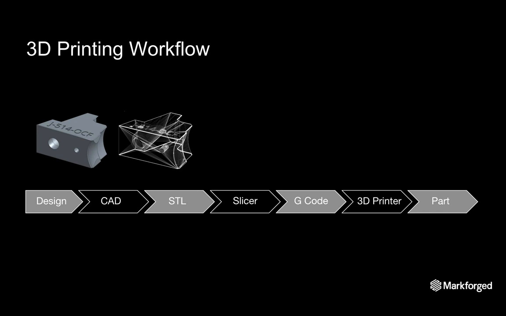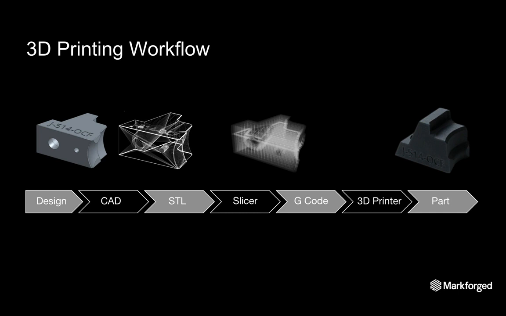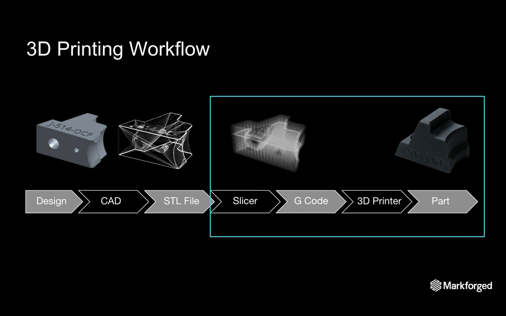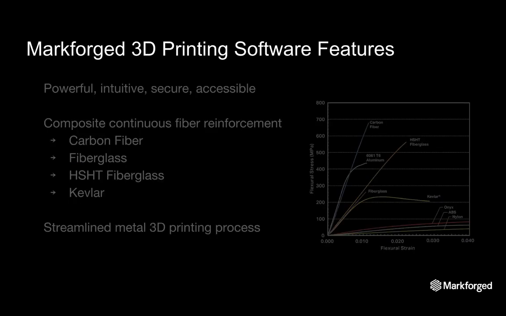Next, you use 3D slicing software to translate that information into G-code, which writes the printing instructions in a programming language that 3D printers understand. Send the G-code to your 3D printer and your part is ready to print. The Markforged 3D printing software makes these last three steps extremely simple by using intelligent slicing to achieve incredible precision and surface finish in both high-strength composite and metal parts. It's powerful, intuitive, secure, and accessible from anywhere.